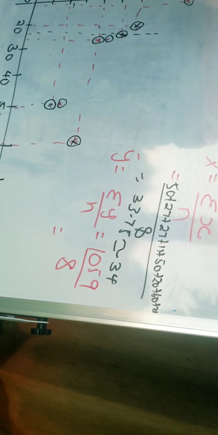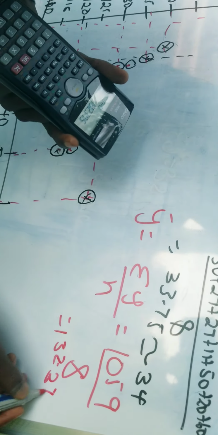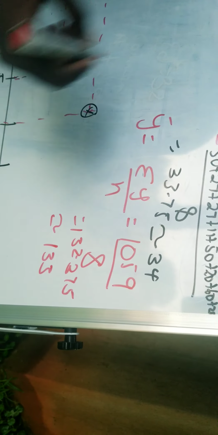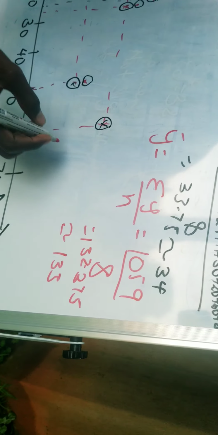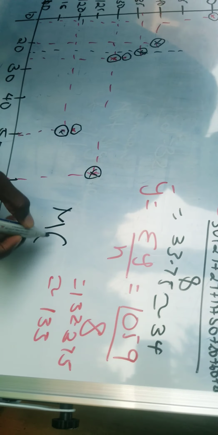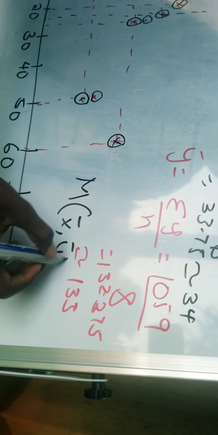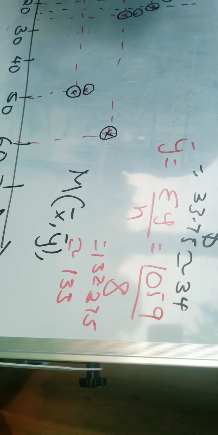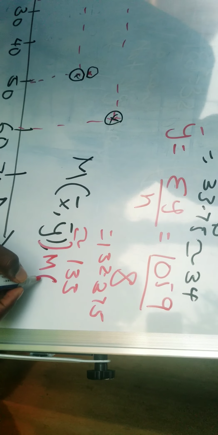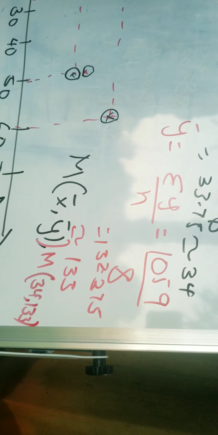Our y bar gives us 132.375, which is approximately 133. So we come up with the average point, which we are going to call M, and our M is going to be x bar, y bar. As coordinates, we have our M as 34, 133. So you also come and plot that point.